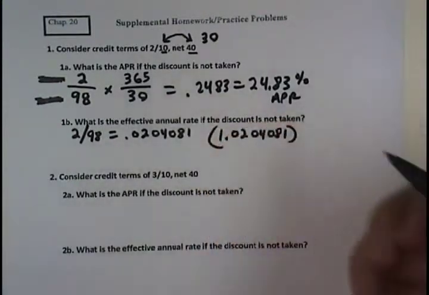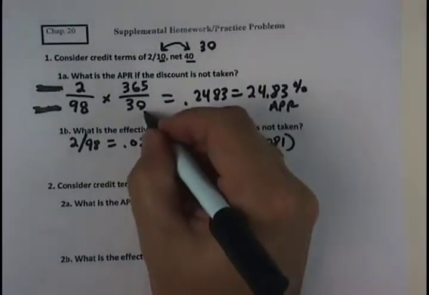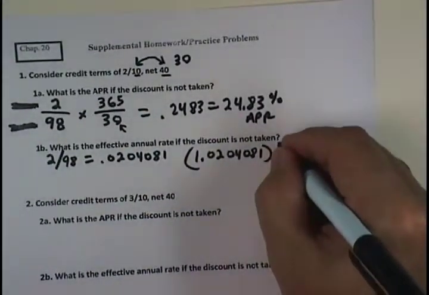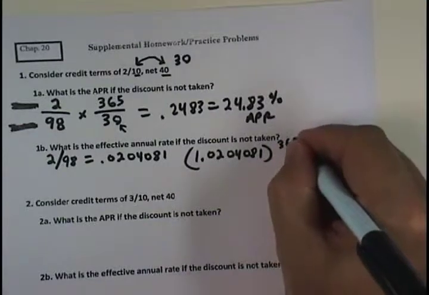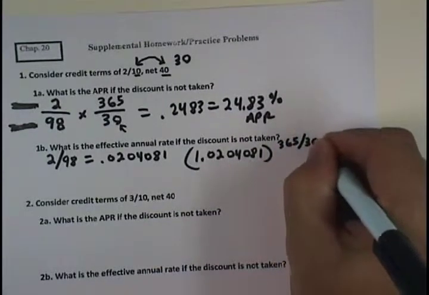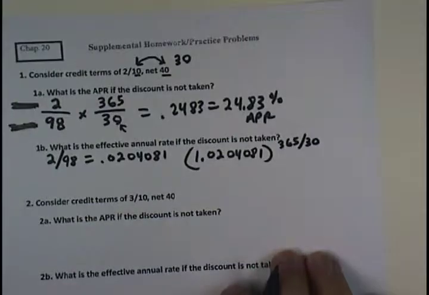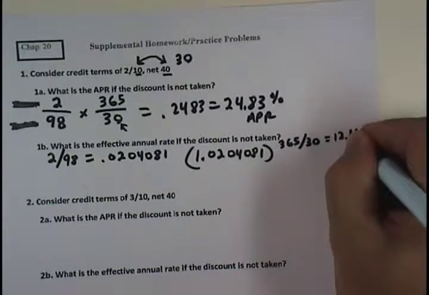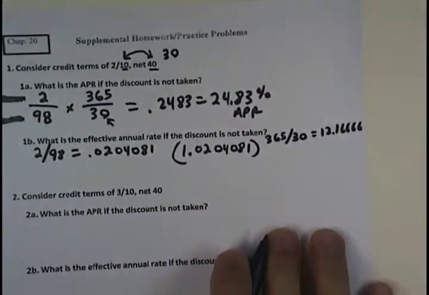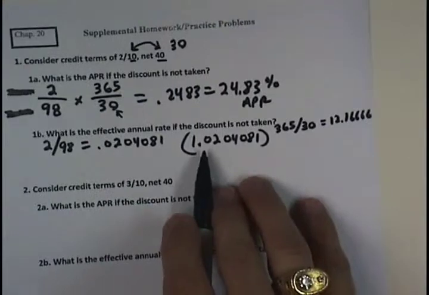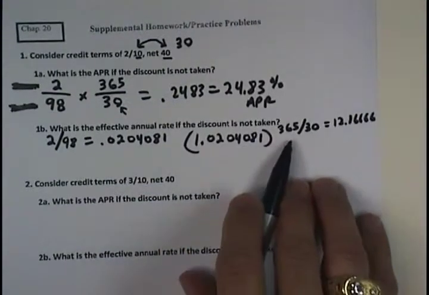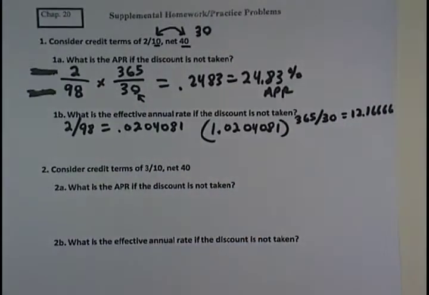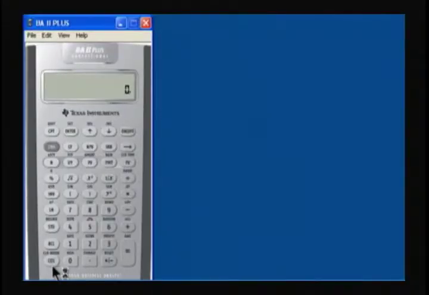and I'll compound that out however many times I need to during a year. Well, these are 30-day periods, so I'll be compounding that out a little over 12 times during the year. 365 divided by 30 is the number of periods. That exponent is 12.1666, repeating. So take 1 plus your periodic rate, use the y to the x key with 365 over 30 as your exponent. So let's do that on the financial calculator.